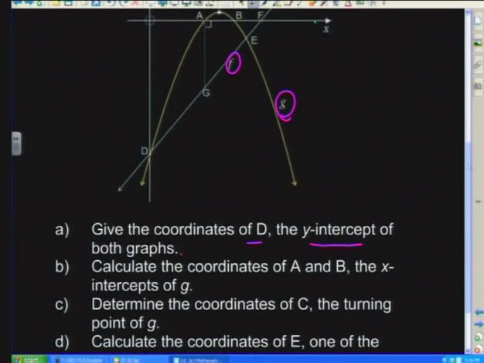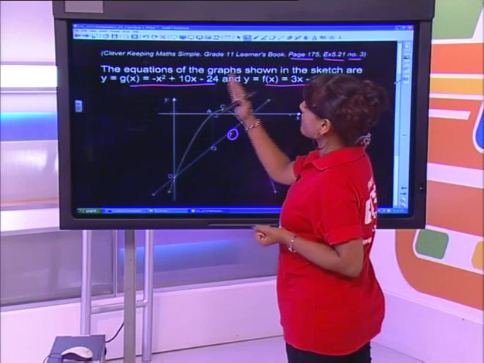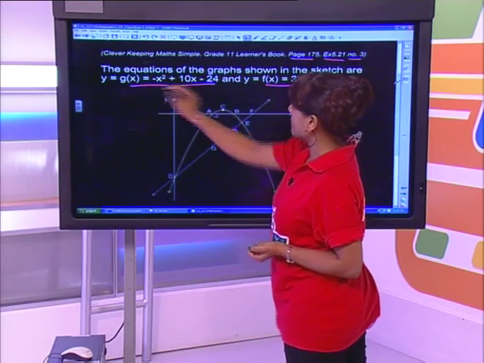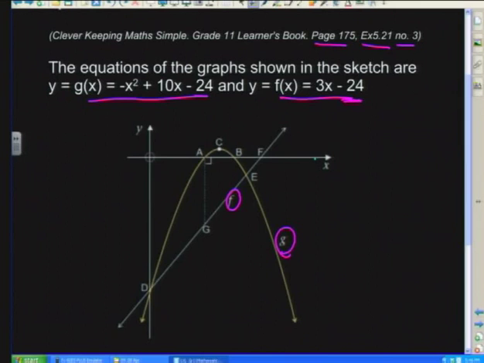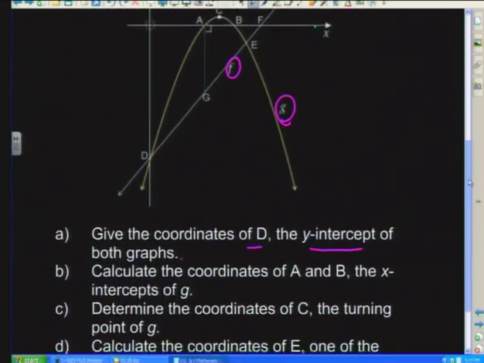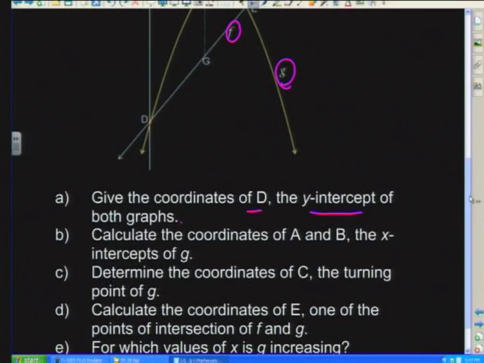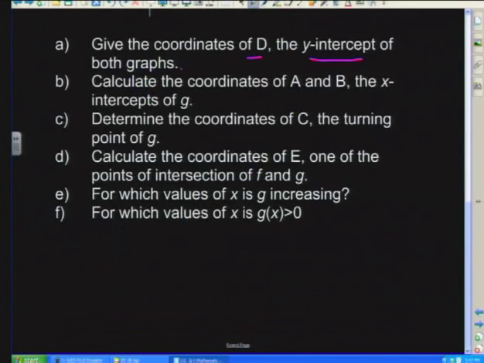Now guys, some of you who are quite good at maths and you find all of this stuff really easy, you can see straight away that the y-intercept of your parabola is -24, and the y-intercept of the straight line is also -24. Okay, but we're going to go through it just in case there's someone at home who doesn't understand how we get there. Okay, you can see that at the point D, they both have the same y-intercept. How do we find a y-intercept?